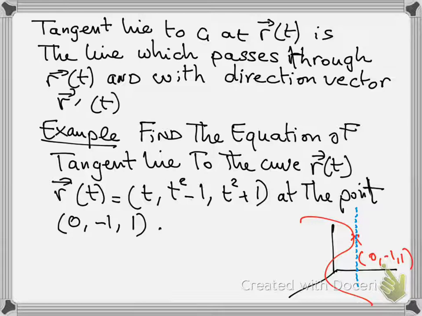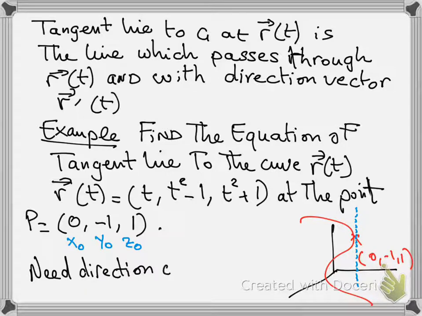So remember, guys, to determine the equation of a line, we need a point. This line passes through the point 0, negative 1, positive 1. So this is like my x0, y0, and z0 in the parametric equation of a line. Now we need a direction vector, and the direction vector is going to be given by the tangent vector. That would be this vector here.